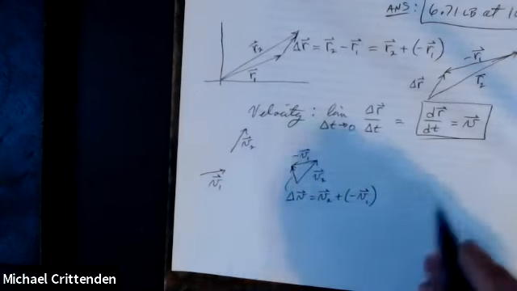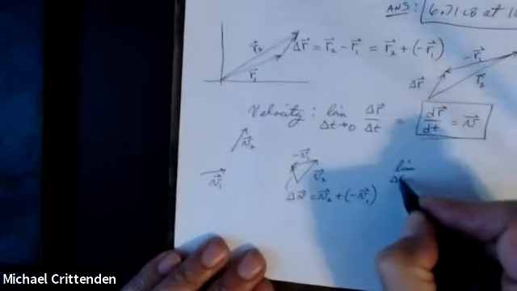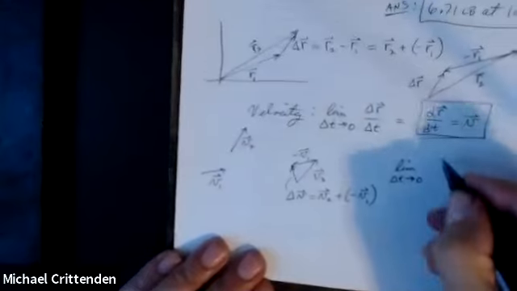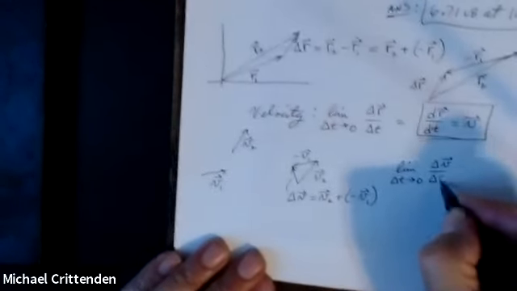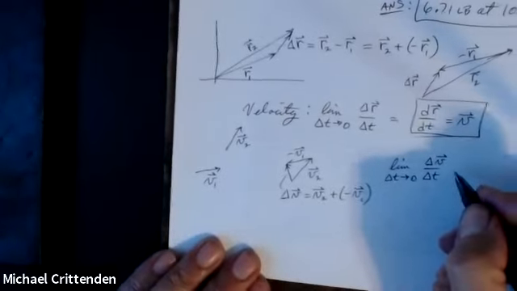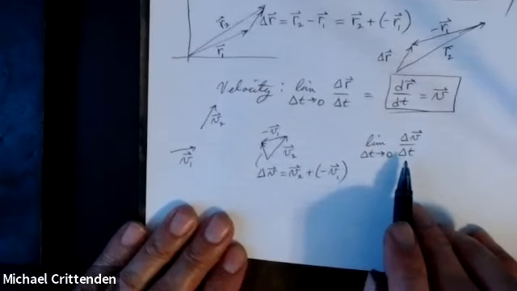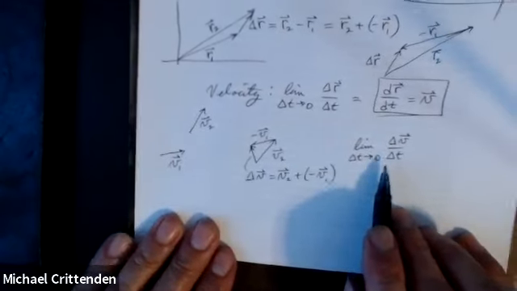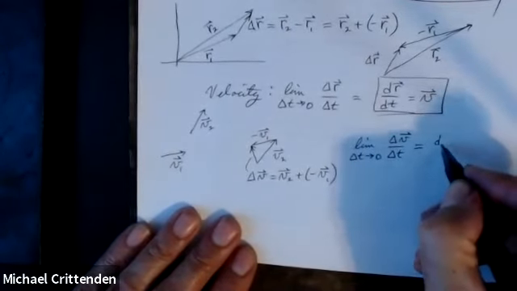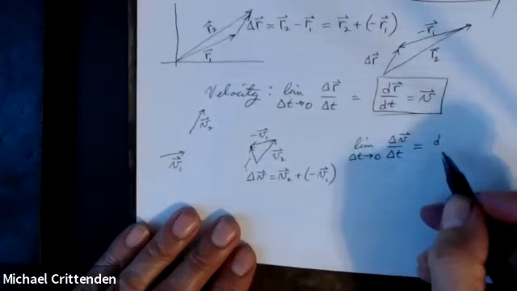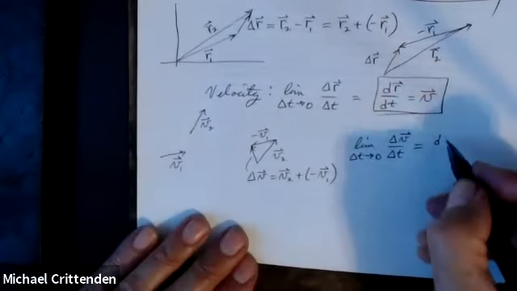And acceleration is delta V over delta T in the limit where the time approaches 0, which can be written more concisely as dV over dT, using a D to stand for an infinitesimal. Delta means some finite interval.